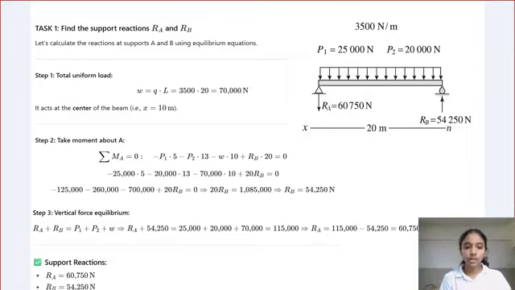From this moment equation we will get the RB force, and then taking vertical force equilibrium, RA and RB are acting upwards and all other three forces are acting downwards. By taking the summation, as we know the other values, we get the value of RA. We will get the values of RB and RA from these equations.